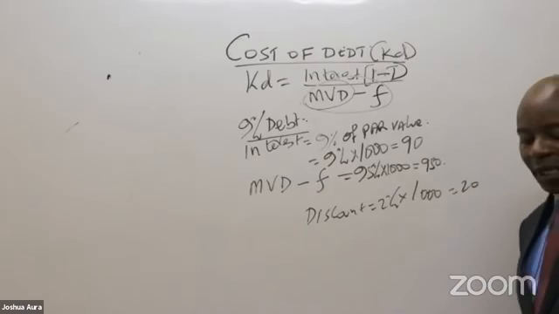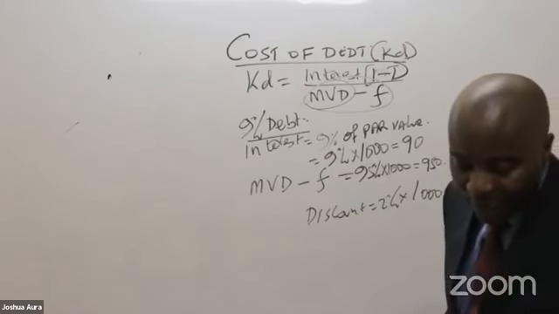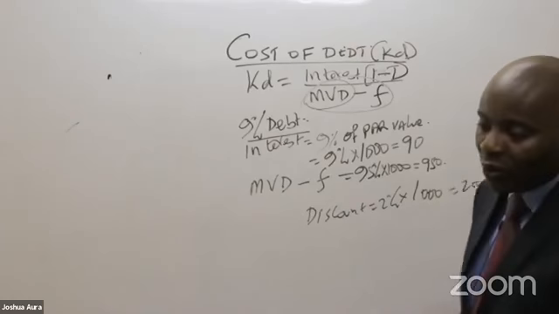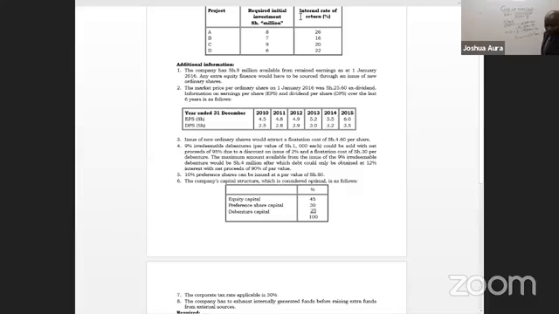What else is being deducted? In this particular question, they are telling us that we also have shillings 30 flotation cost. So in total, we'll be losing 50 bob.